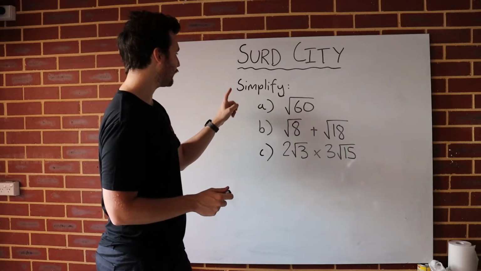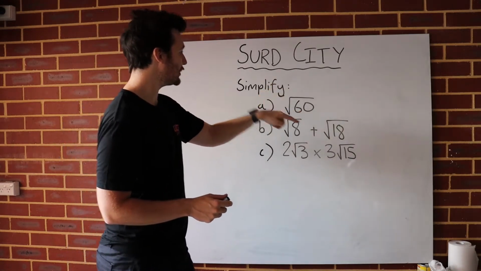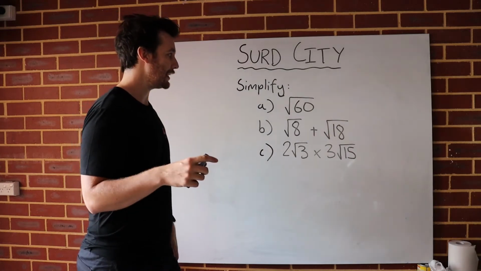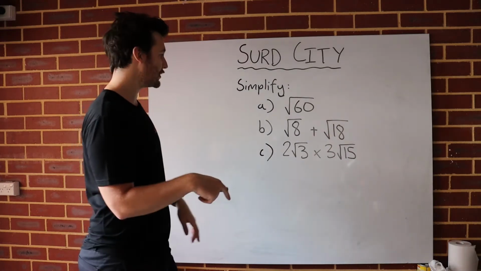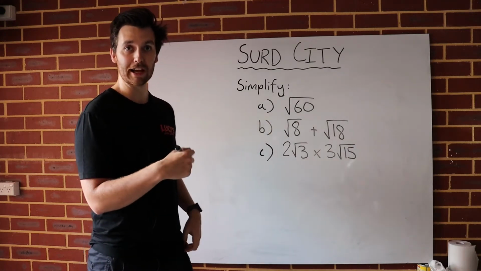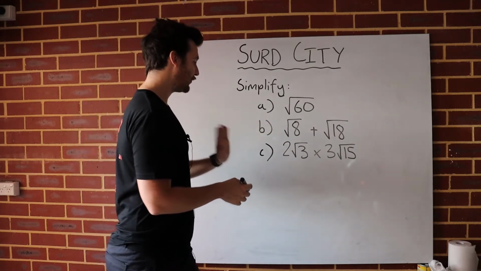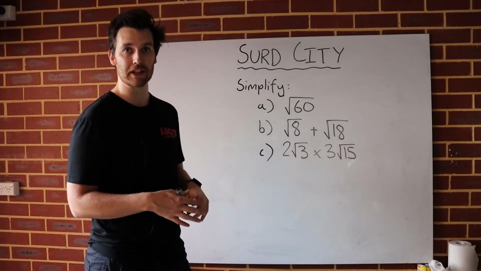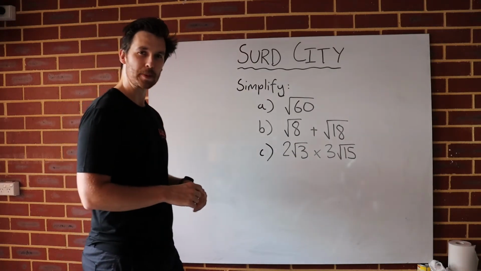We're going to look at finding the square root of 60, so simplifying by taking out any square numbers that we have as factors. Same deal for the second one, but we're also going to have to combine some adding of like terms as well. And for the third question, we'll throw some multiplication into the mix as well. Let us begin.